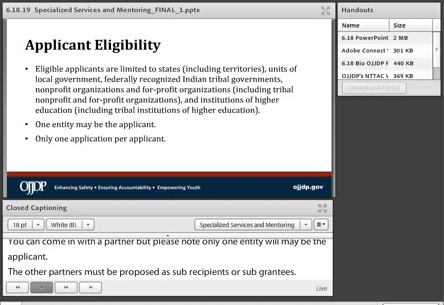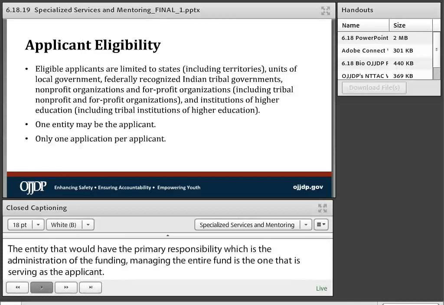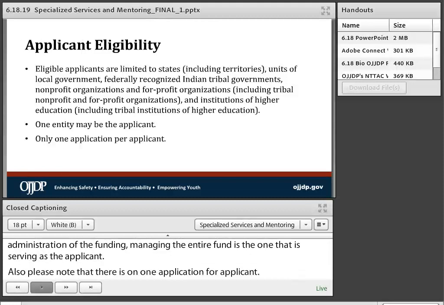Also, please note that there's only one application per applicant. So even though there are 3 categories, we will be accepting one application per applicant, so an applicant cannot come in from multiple categories as the entity.